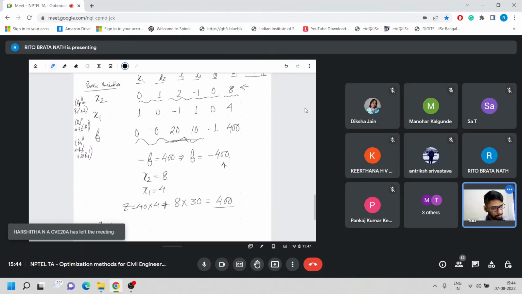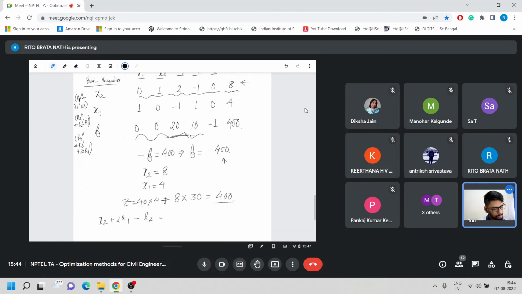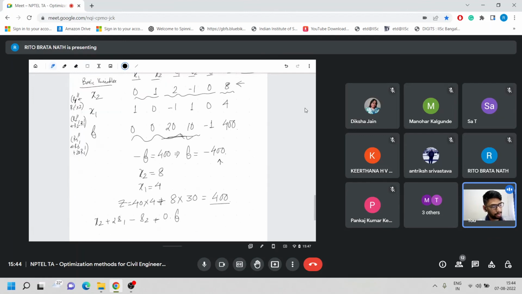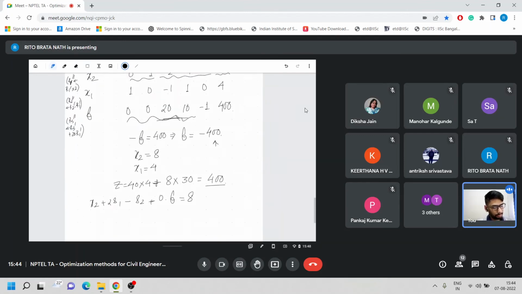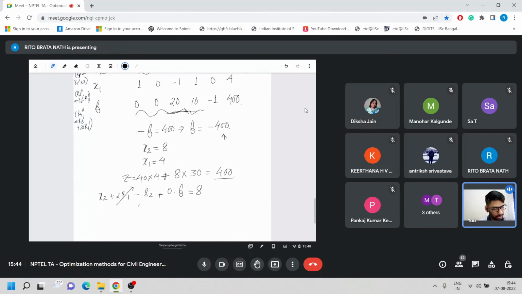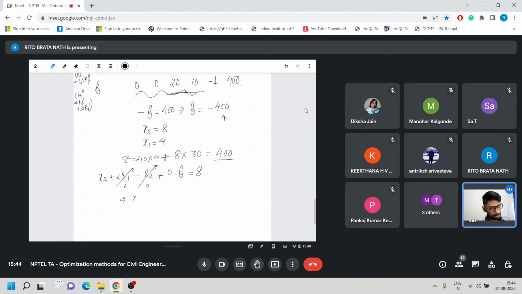x2 plus 2s1 plus, sorry, this coefficient is minus 1, so it's minus s2 plus 0 times f. This is the right hand side equals to 8. But you already know that s1 and s2 are not in the basis, so these are non-basic variables, so these are zeros. So what you are left with is x2 equals to 8.